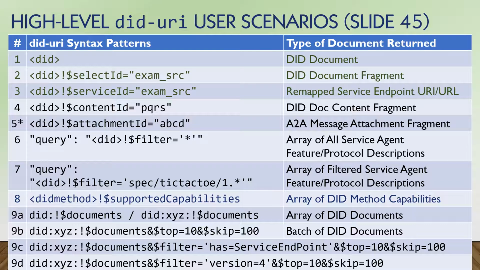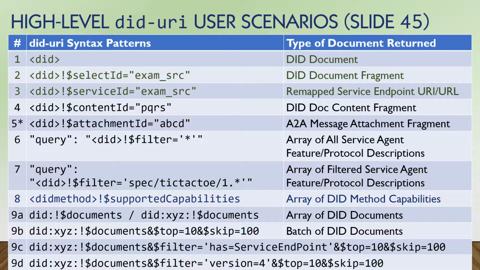Instead of using the select ID transformer, we could use the content ID transformer. In that case, we get a DID document content fragment. Service ID, we've already talked about. There we don't get a DID document and we don't get a fragment. We get a remapped service endpoint, URI or URL, depending on how service endpoints are defined. Often they'll be HTTP, sort of RESTful requests, or it could be a WS socket request. It could be whatever protocol that service endpoint understands.